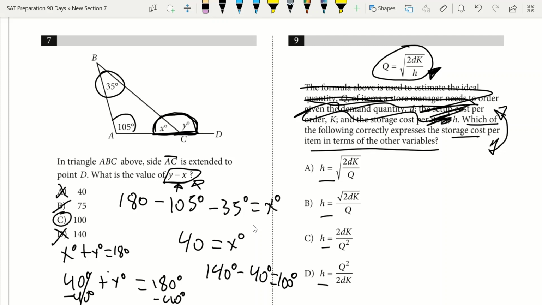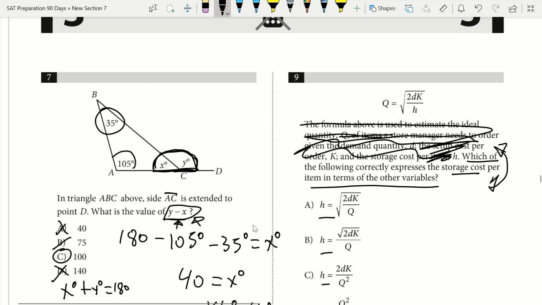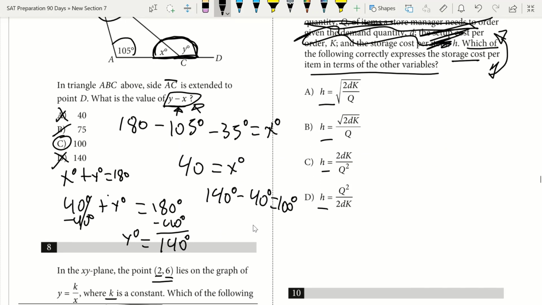So now we know that we just have to solve for H. We're going to square both sides to get rid of our square root. So we have q squared equals 2dk over h. We multiply each side by h, divide each side by q squared, and we see that h is going to equal 2dk over q squared. I look at my answer choices, and the only one with q squared in the denominator is C, so I know my answer for 9 has to be answer choice C.